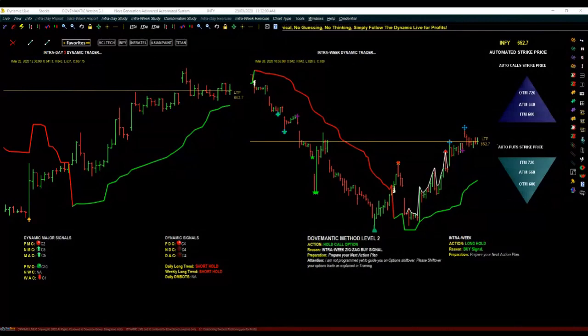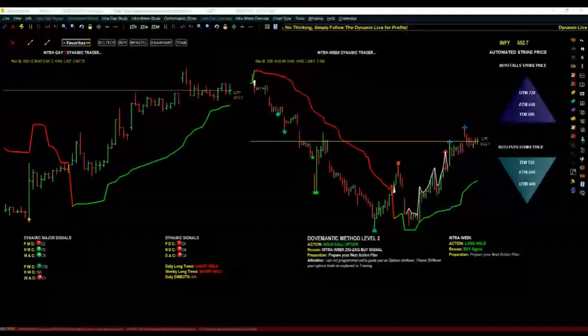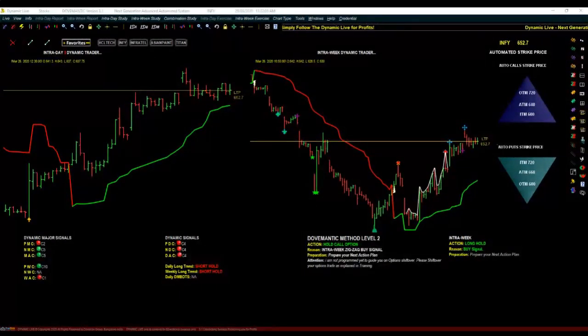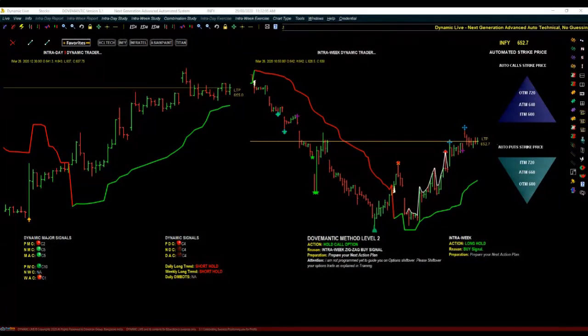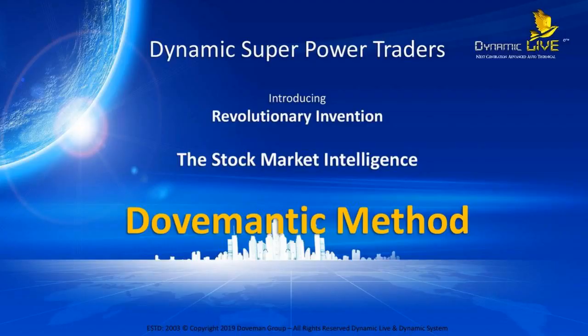But today you don't have to worry, because you don't have to do any more research or analysis. Dynamic Superpower Traders are introducing a revolutionary invention. We call it Dynamic Live. This is stock market intelligence, the Dynamic method. The intelligence here is that it automatically identifies the right entry and right exit. We don't have to sit and do any analysis. It understands the market, it follows the market, and finally tells us what exactly we are supposed to do.